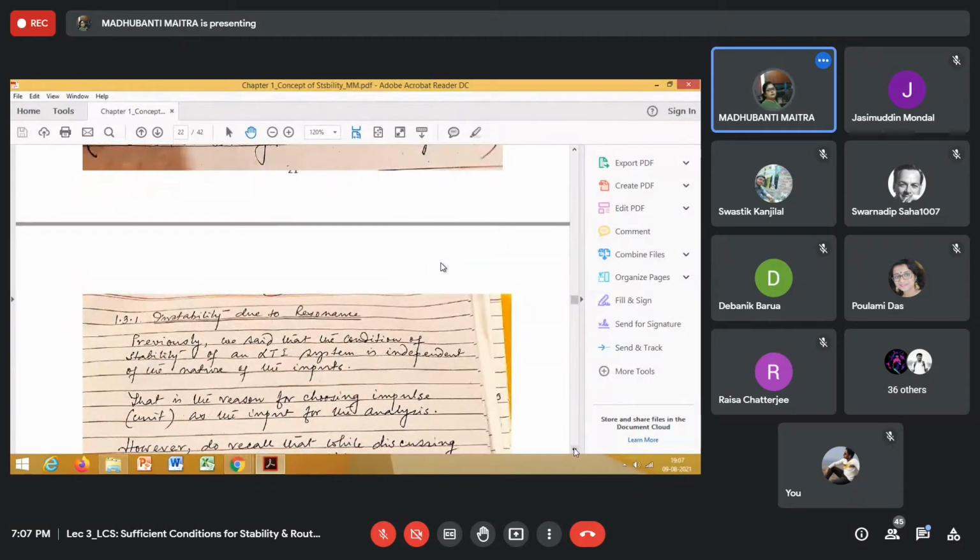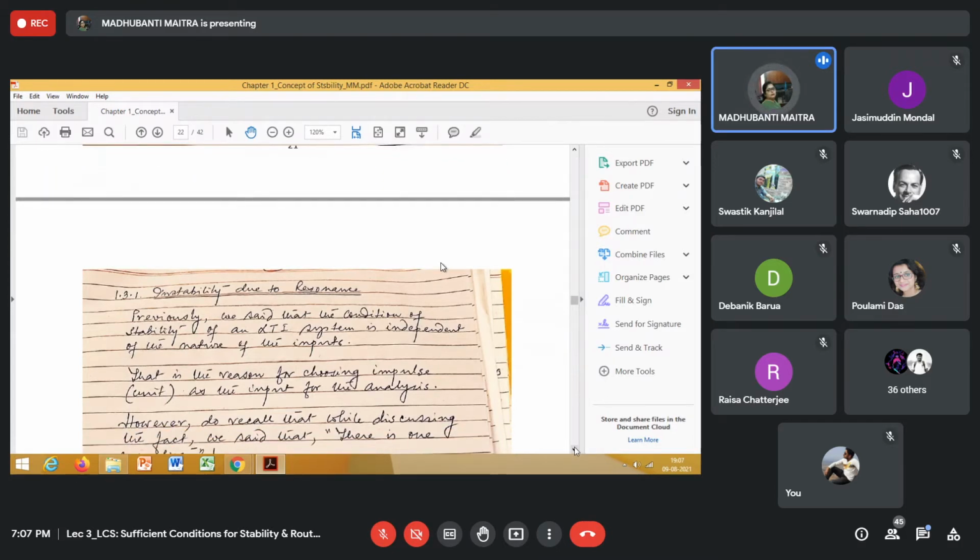Next is instability due to resonance. Here, the term that you should note is resonance. Instability due to resonance is the case where the stability of a system depends upon the locations of the roots of the characteristic equation on the S-plane as well as on the nature of the input, right?